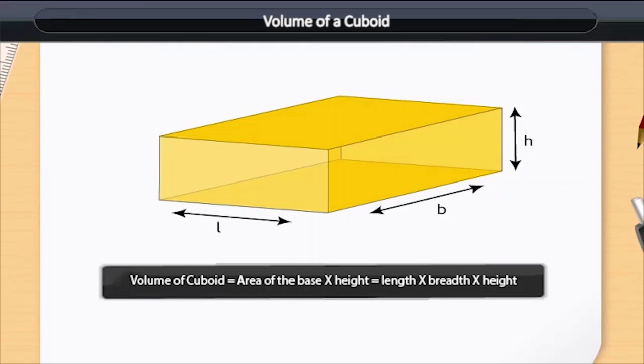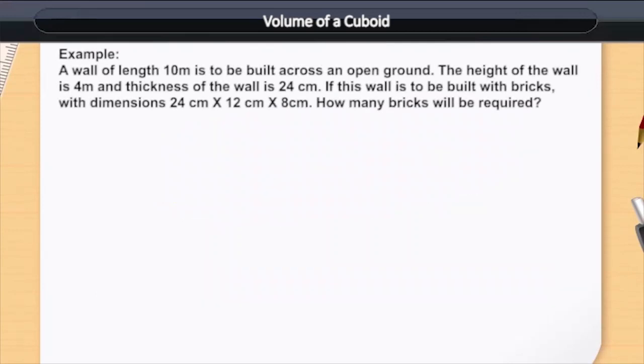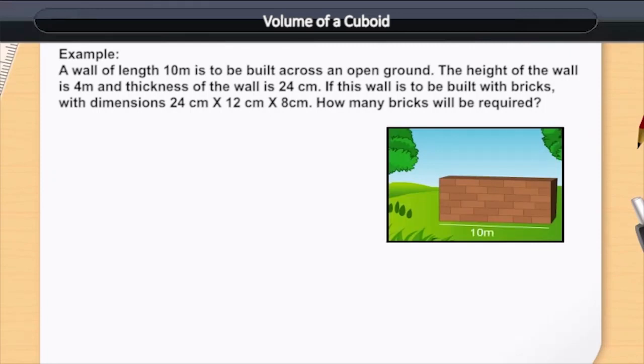The flat surface area occupied by each rectangular base multiplied by height is equal to the measure of the space covered by the cuboid. Example: a wall of length 10 meters is to be built across an open ground. The height of the wall is 4 meters and the thickness of the wall is 24 centimeters. If this wall is to be built with bricks with dimensions 24 centimeters multiplied by 12 centimeters multiplied by 8 centimeters, how many bricks will be required?